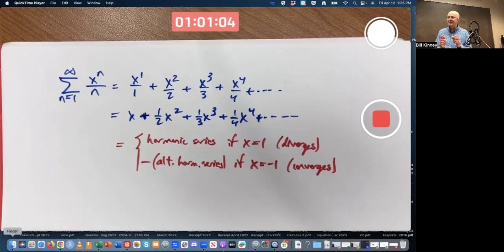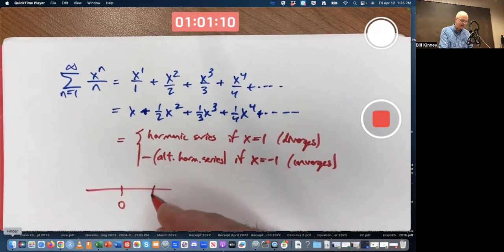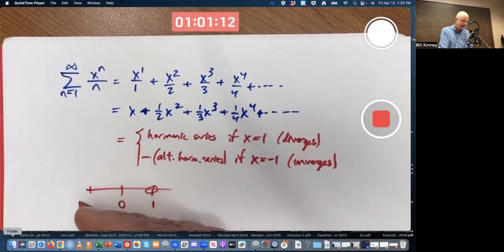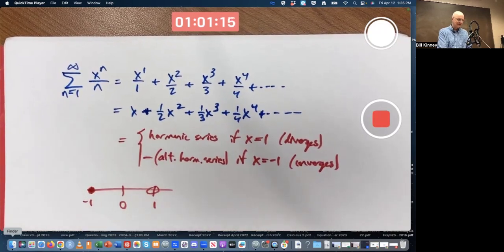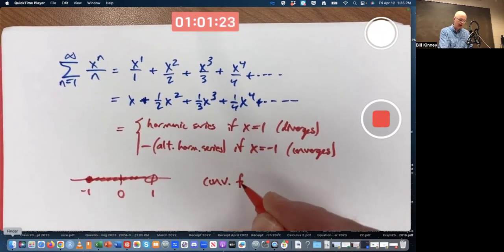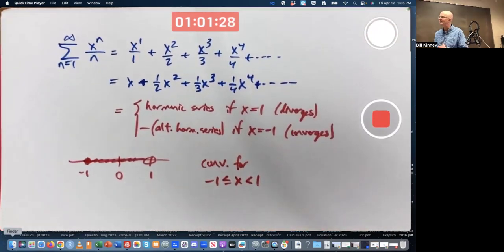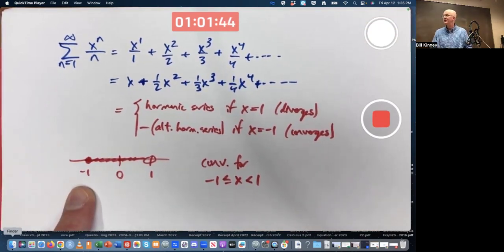It's still a power series centered on 0. The interval of convergence is still going to be centered at 0. But evidently, 1 is not in the interval, but -1 is. The only way for such an interval to be centered on 0 is if it converges for x between -1 and 1, including -1, but not including +1. However, if we try to apply the ratio test to figure this out, the ratio test gives us no information if x is -1.